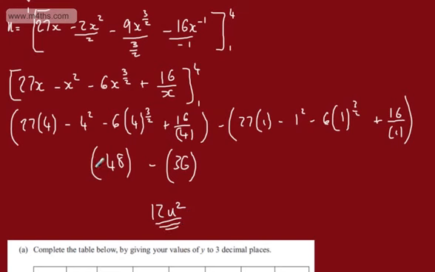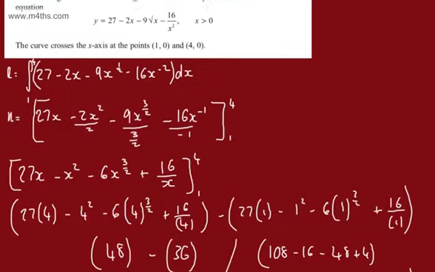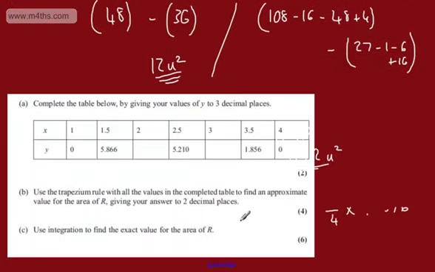So there we go. I suggest you actually put these values in just to ensure that you're getting the total marks. So let's just go ahead and do that. Let's just put these in just to show. So it's going to be 108. So we've got 108 minus 16, and then we can have minus 48 plus 4 minus now 27 minus 1 minus 6 plus 16, just to ensure I'm getting all the marks, but that's our final answer. So 12 units squared is going to now be the exact area of R.